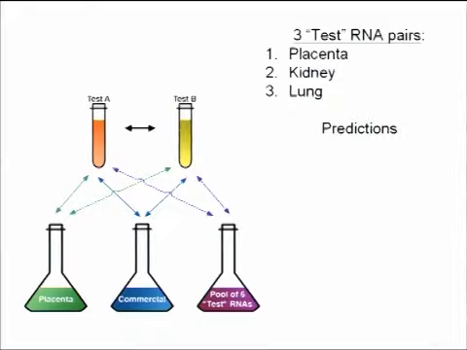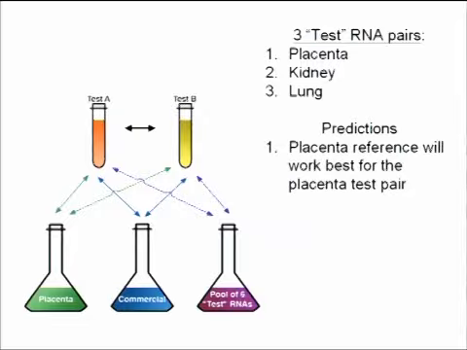So we have these 3 reference RNAs. We have the 3 test pairs. And because this is somewhat hypothesis-driven, we wanted to think ahead of time, what do we expect from the data? And so I'm going to tell you what we expected to see before we looked at the data, and then we'll come back and look at what was true and what was false.